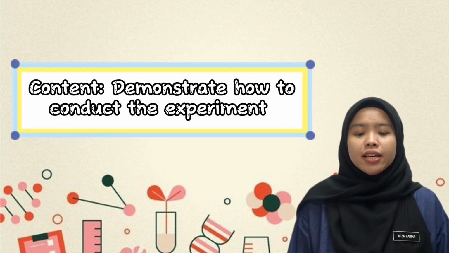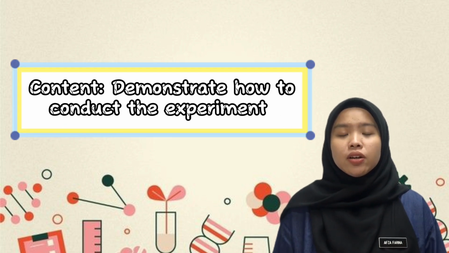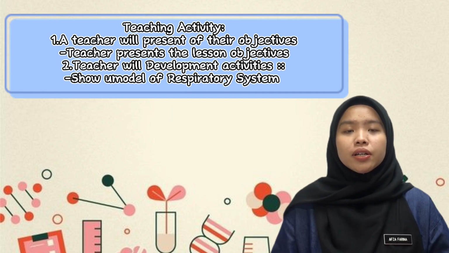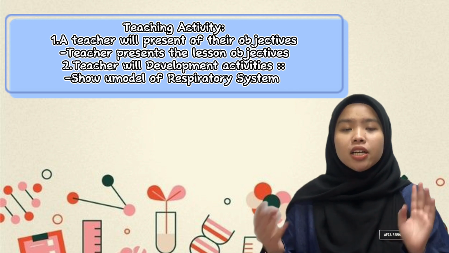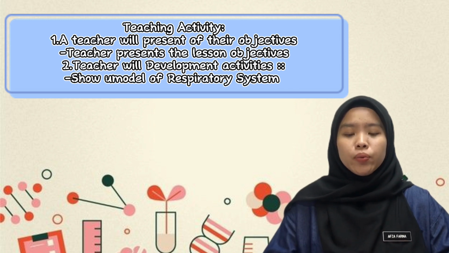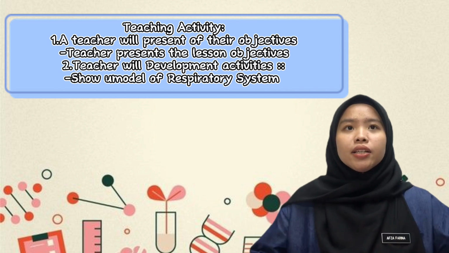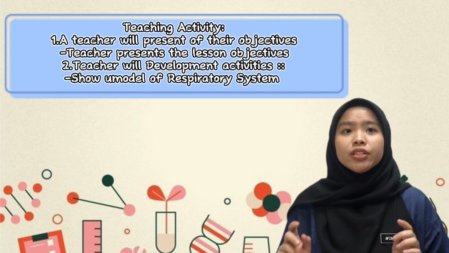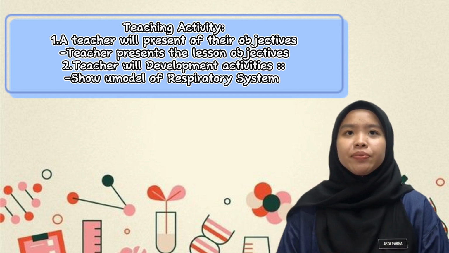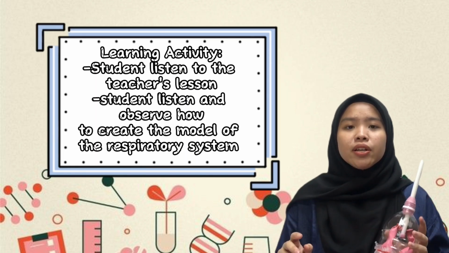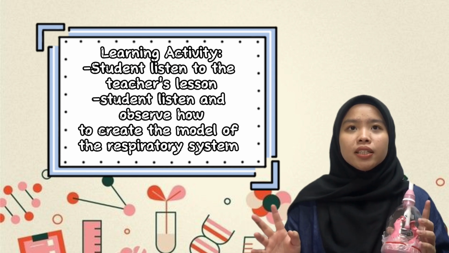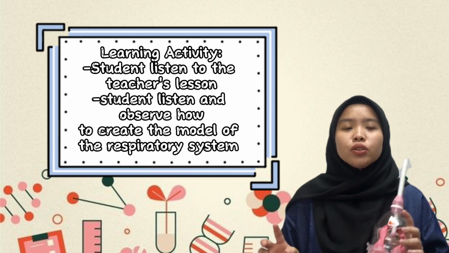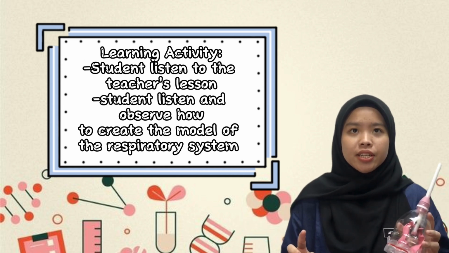The first activity is we will demonstrate or explain about the experiment. The first step is we will present the learning objective. Then we will do a development activity, which is showing the model of the respiratory system. The students will listen and observe the lesson objective and how to build the model of the respiratory system.